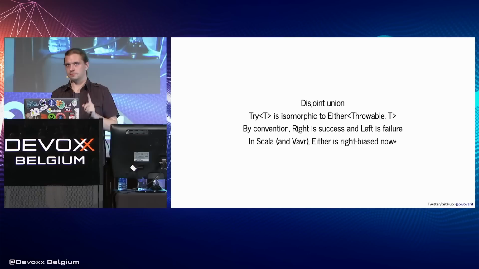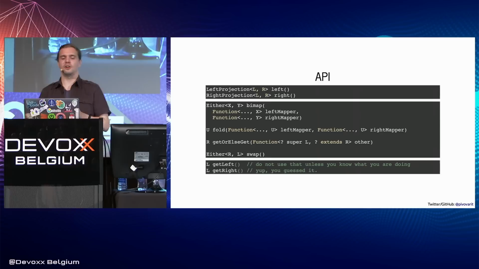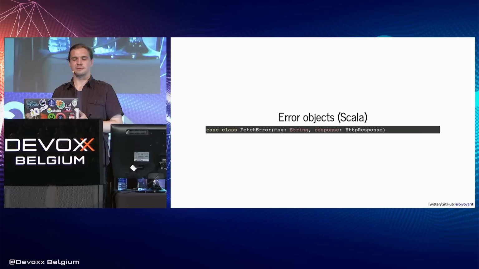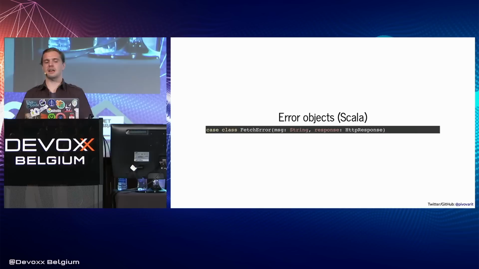If you don't actually go for a projection, you get all those ugly methods like bimap, fold, get or else get. Well, you can work with that, but it's not very handy. But let's have a look at how this could look if we actually leverage projections. In order to do that, we first need to come up with our own error object. In Scala, that will be just one line. But we are in Java. We need to write a bit more.